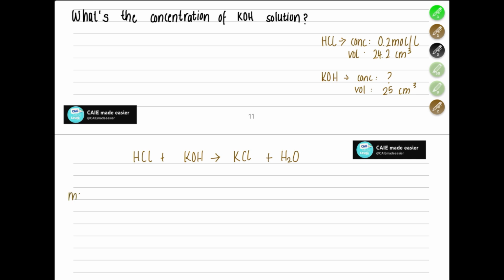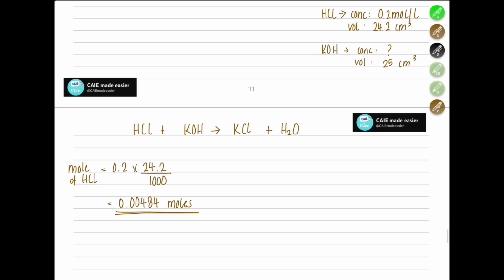Okay, now we're supposed to find the moles of hydrochloric acid. So moles of hydrochloric acid is going to be concentration times volume, 0.00484 moles. Now we know the moles of HCl. We can find the moles of KOH. What is the ratio between hydrochloric acid and KOH? It is 1:1.